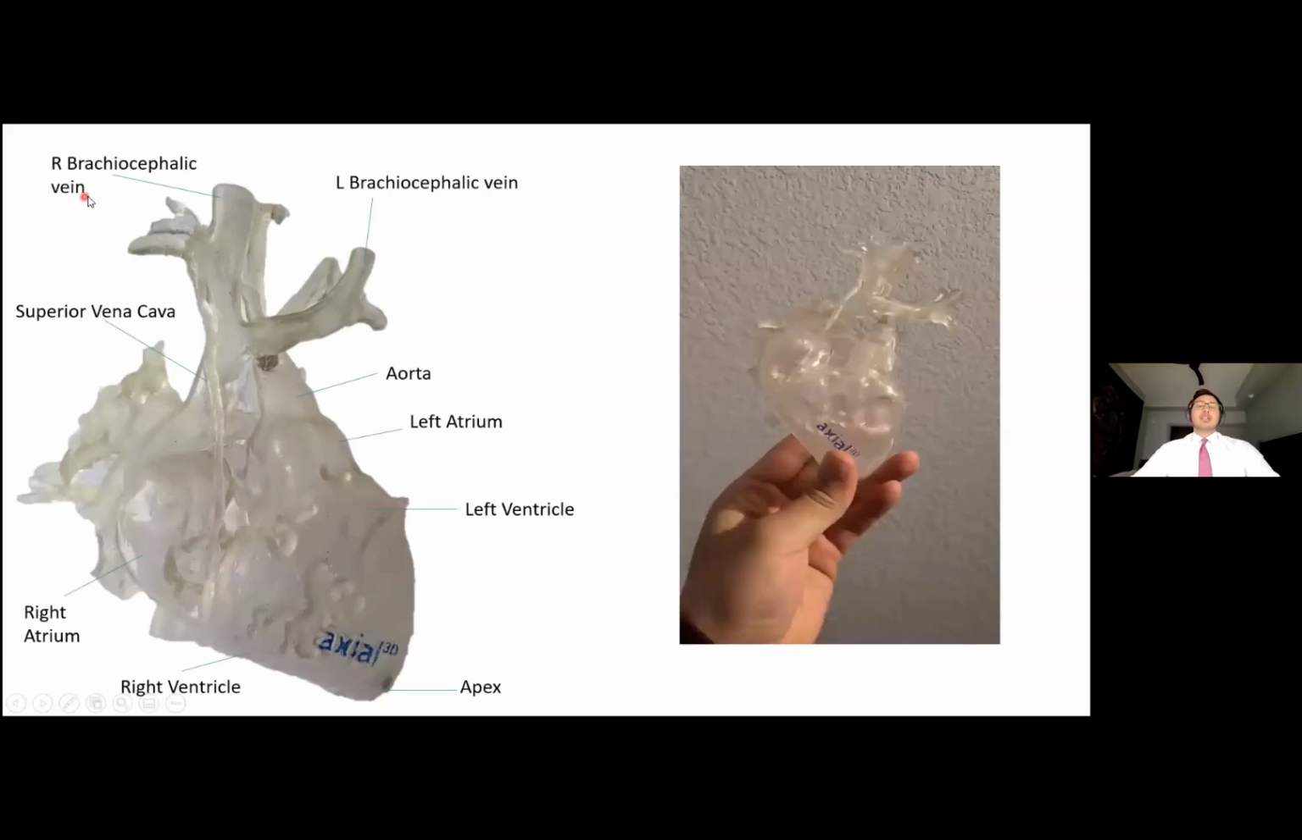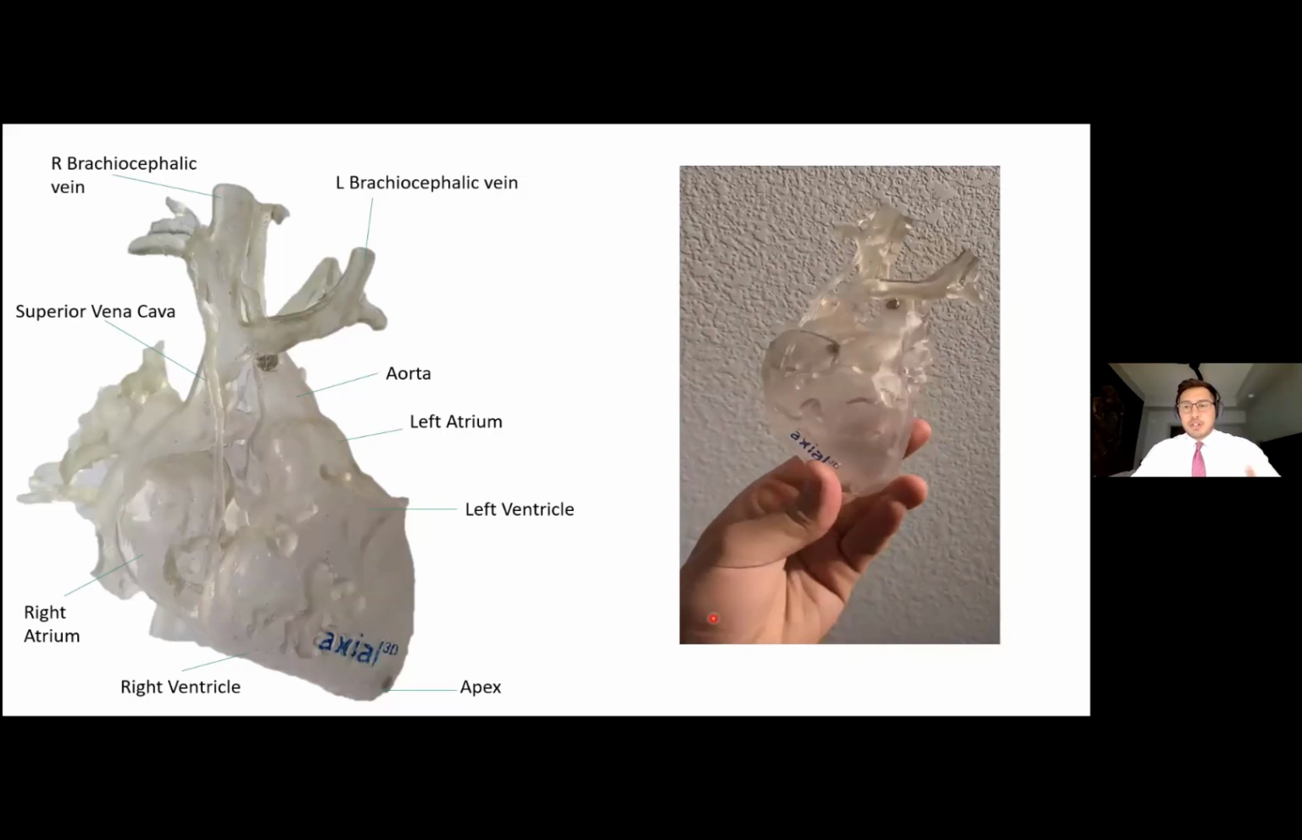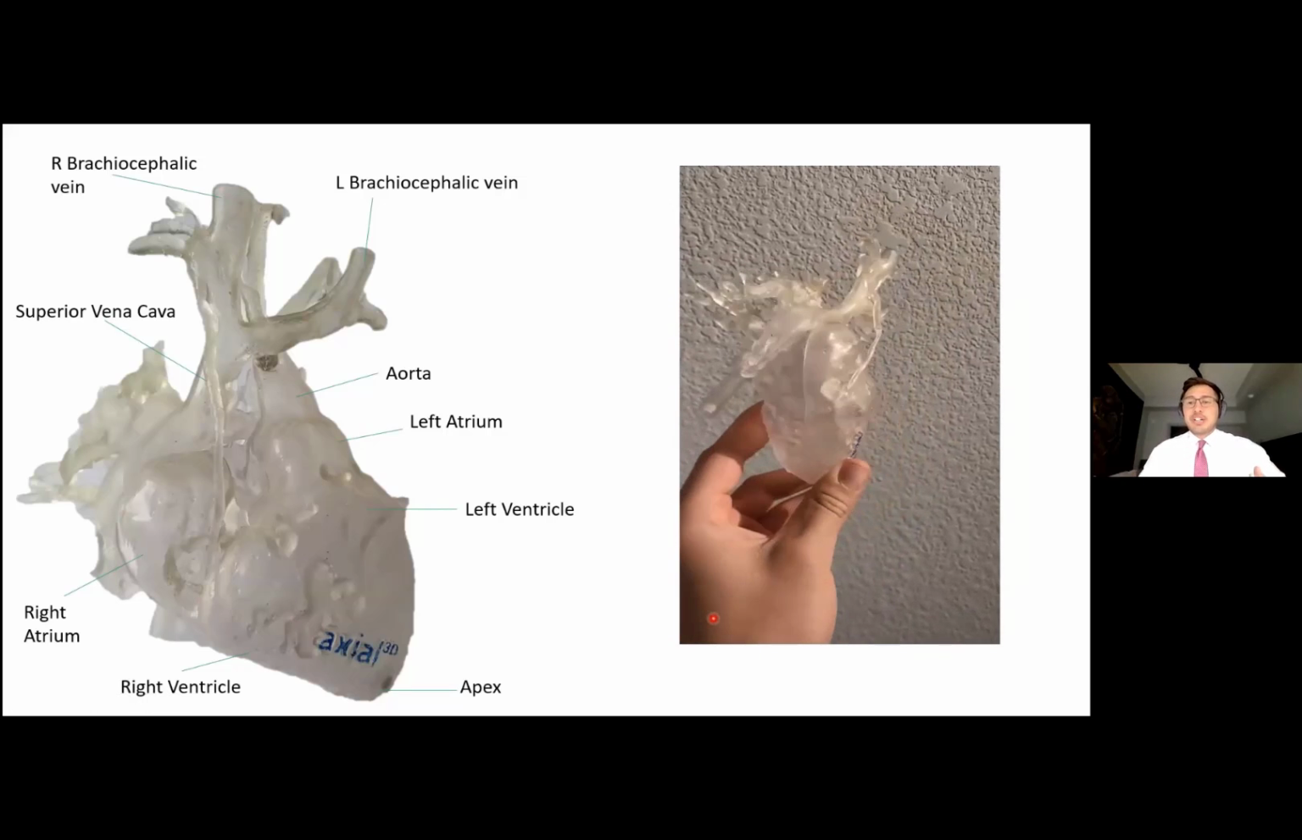In order to show the 3D heart model and its entirety of the anatomical structures in question, we have our right and left brachiocephalic veins, our superior vena cava, and then we have our right atrium. We then have our right ventricle present, our left ventricle here, our left atrium, and then our aorta. And then to show the actual 3D aspect of this model, this is me showing the model and rolling it around to show that 3D orientation of it all.